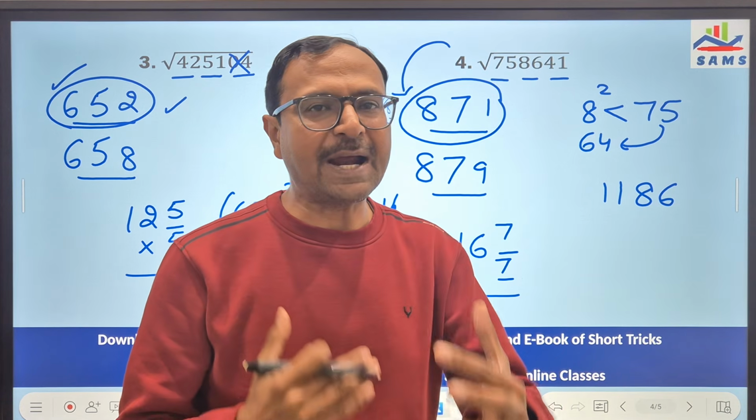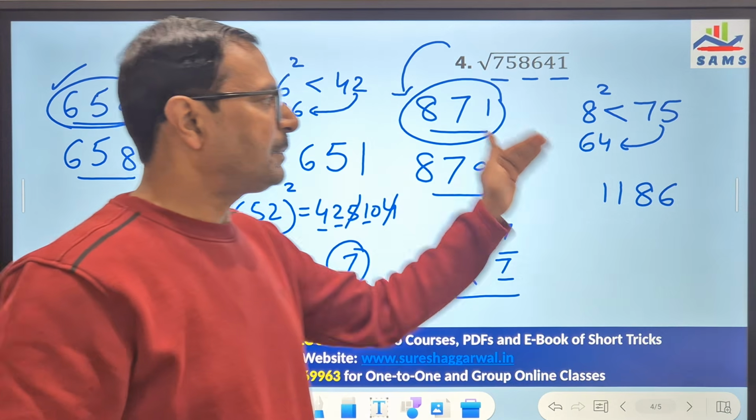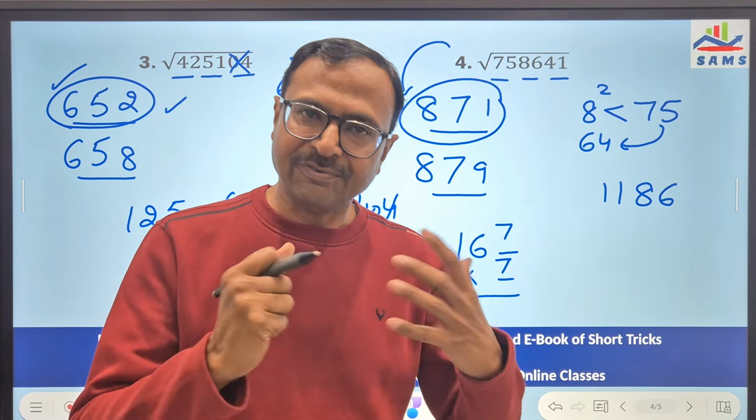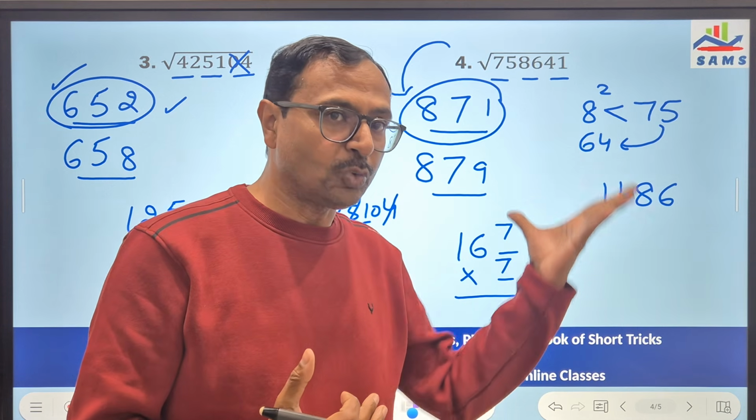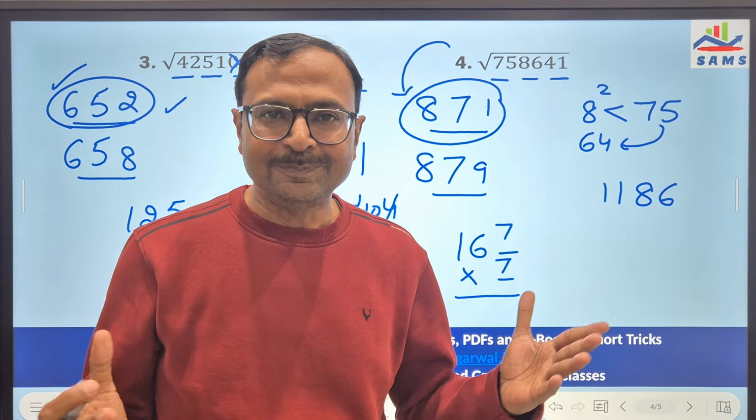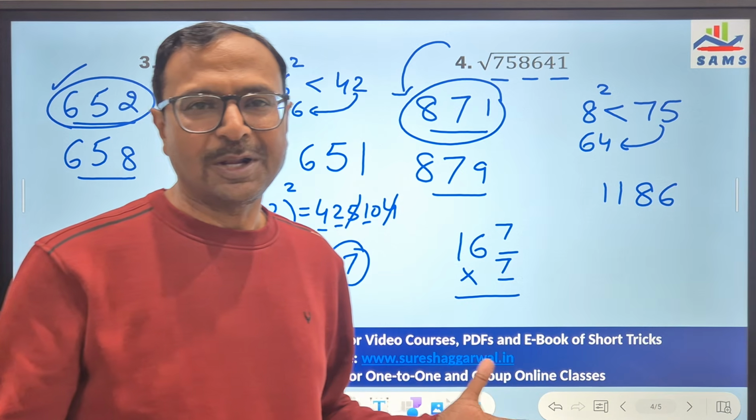See friends, when I showed you the first example, it took so much of time explaining it, but that's what happens, with practice you get smarter. With practice you eliminate the rough work and you are able to do it without consuming too much space and too much of time. That's what mathematics is all about.